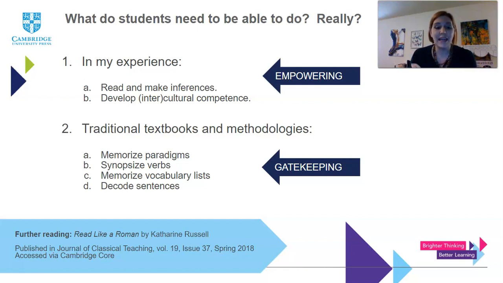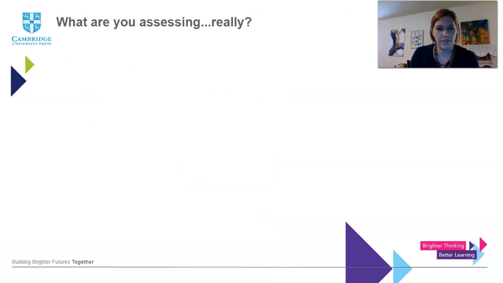It's an article, Read Like a Roman, that Catherine Russell wrote, and it's available in the Journal of Classical Teaching. And Catherine goes into this idea of how do we teach children to read versus decoding. So I highly recommend that. So similarly, you really need to ask yourself, what are you actually assessing?